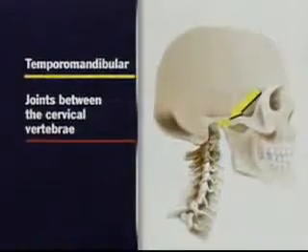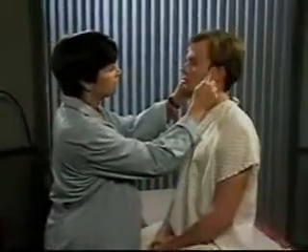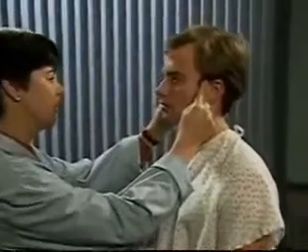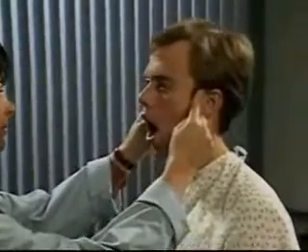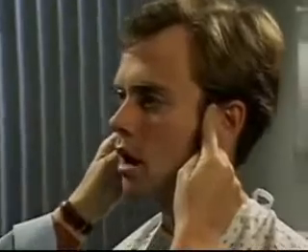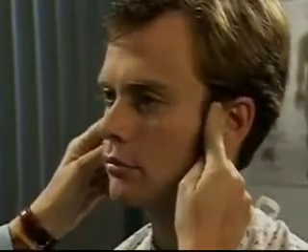Begin the exam by assessing the temporomandibular joint. Place the tip of your index finger in front of the tragus of each ear. Open and close your mouth. Then ask the patient to open his mouth. Good. Observe the movement of the jaw, feel for swelling, and note any tenderness or crepitus.